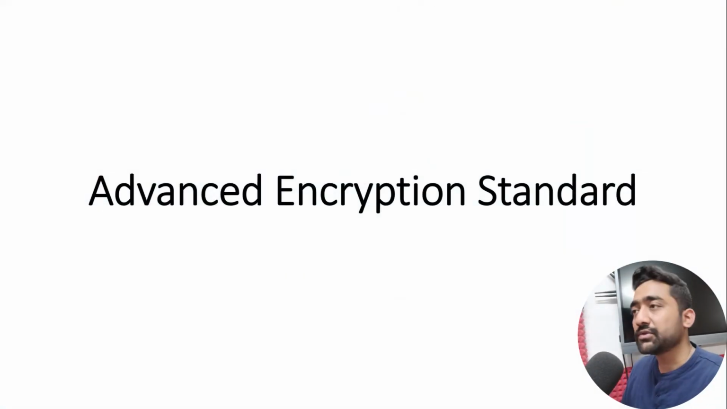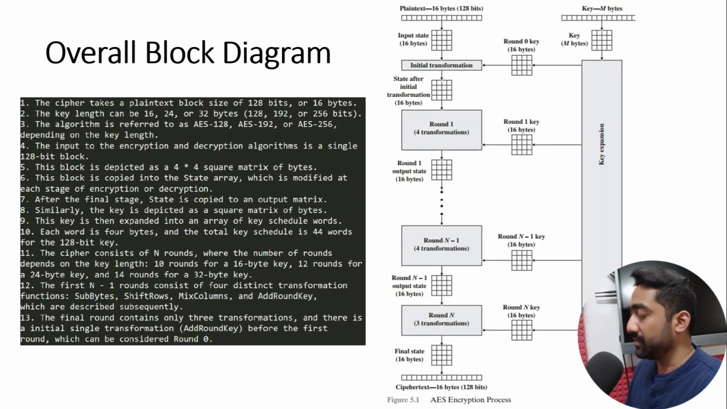Let's continue. As you can see, we had seen this diagram in the previous lecture also. After the initial transformation happens, we have a 16 byte matrix, and this matrix is what we call a state matrix. Round number 1 consists of 4 transformations, and all the way over here is round number n. In this case we are using AES 128, so we will have a 10 round AES. The 10th round will have only 3 transformations.